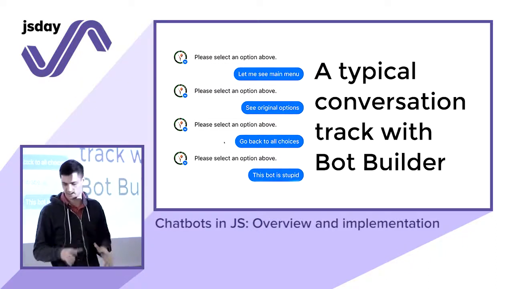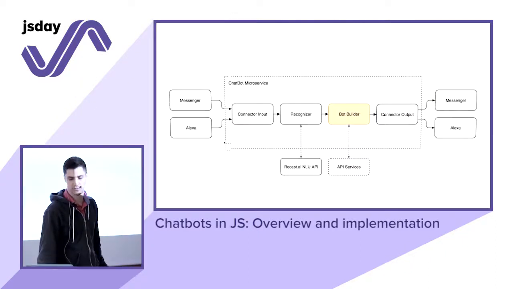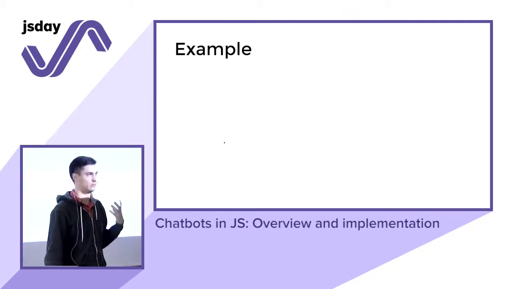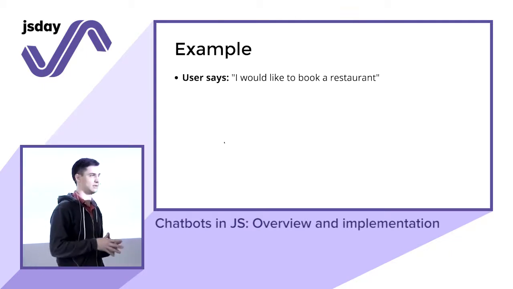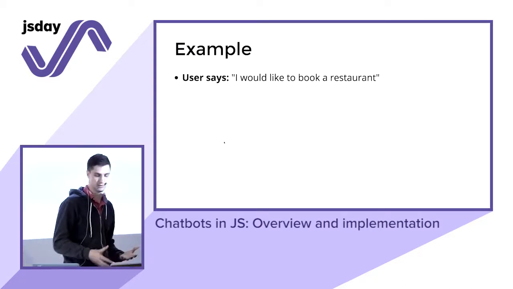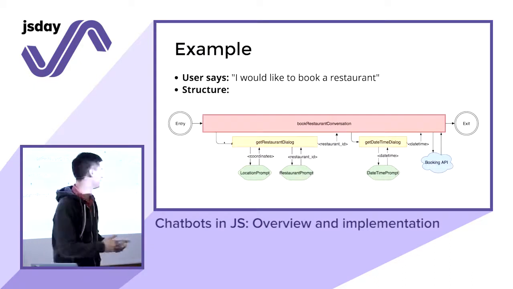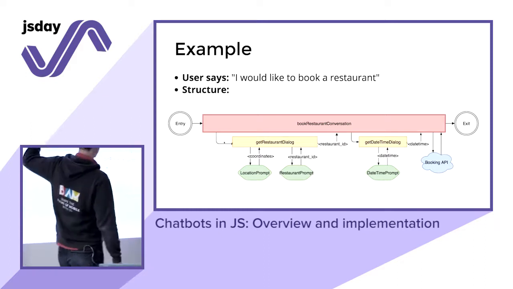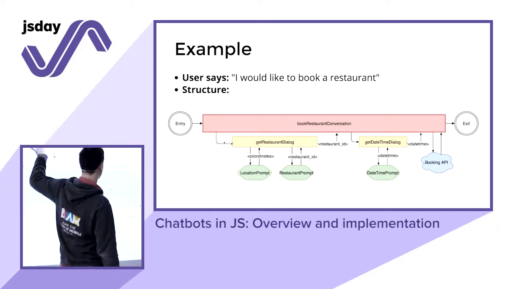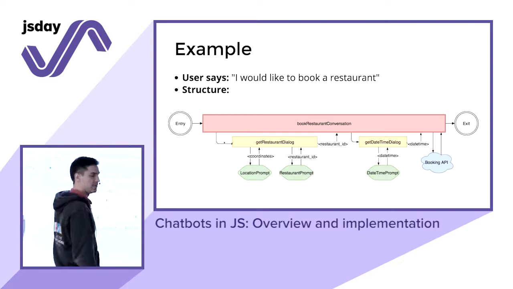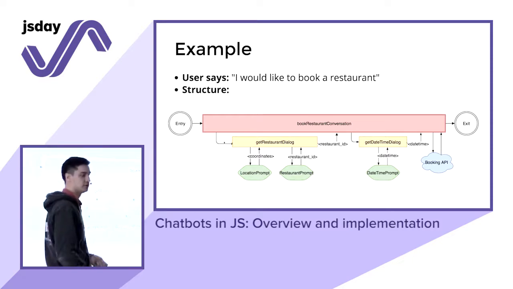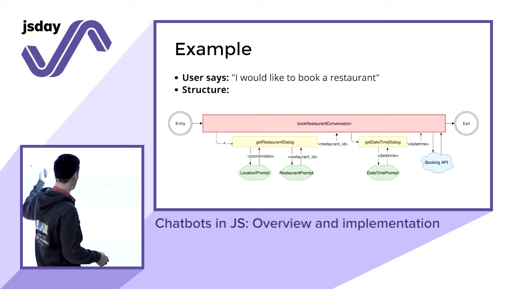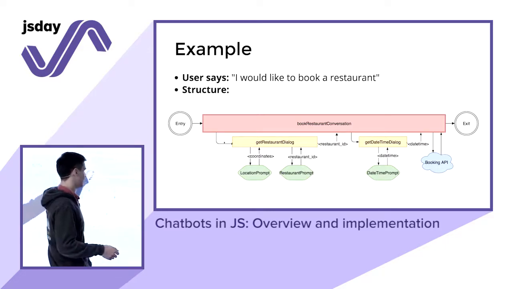Now let's deep dive a bit into the Bot Builder part. Let's say a user says, I want to book a restaurant. Well, the structure of our conversation will be the following. You've got the entry point, the user sentence, and let's say you passed it through the recognizer, so you've got the intent restaurant booking. What happens next? Well, you will go through the restaurant conversation.